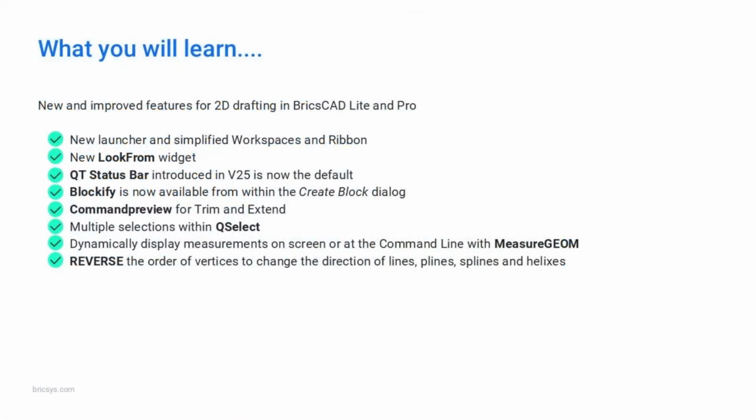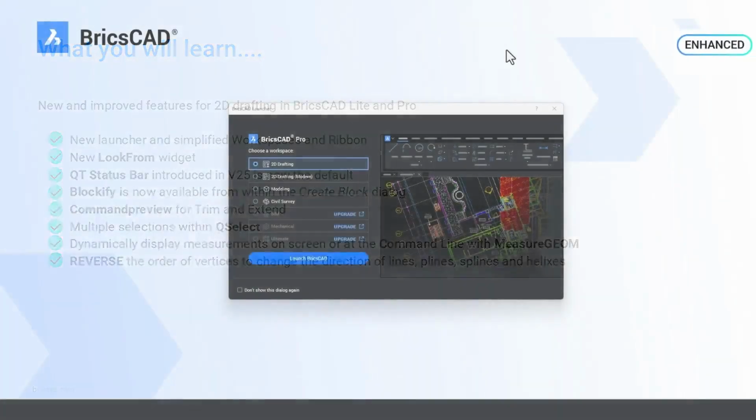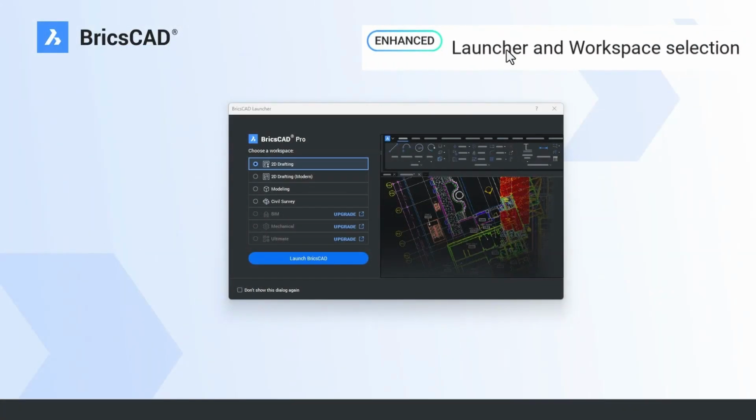This breakout covers 8 of the many new and improved features in BricsCAD Lighten Pro. I'll be focusing mostly on 2D drafting tools for general design that help you deliver your projects faster. Let's take a look. From the moment you launch BricsCAD V26, you'll notice exciting updates designed to simplify and enhance your experience, starting with a new launcher.